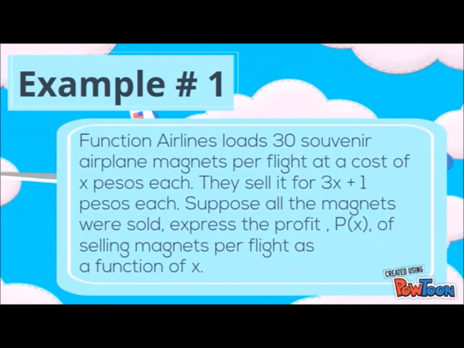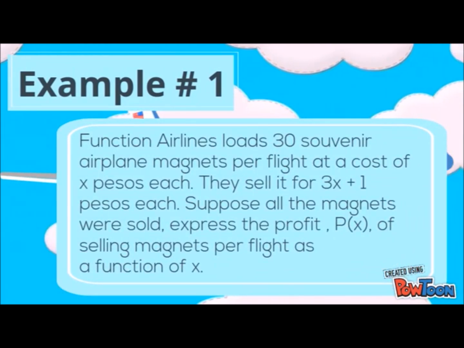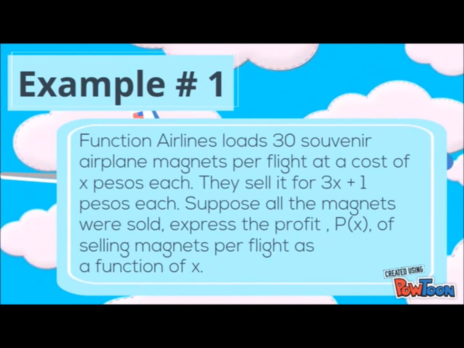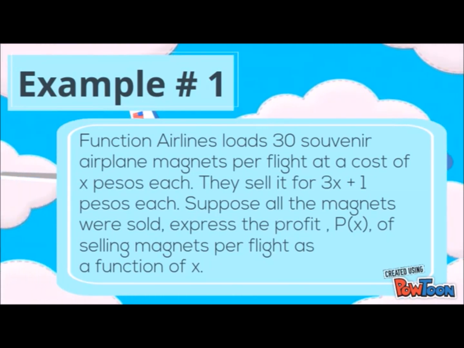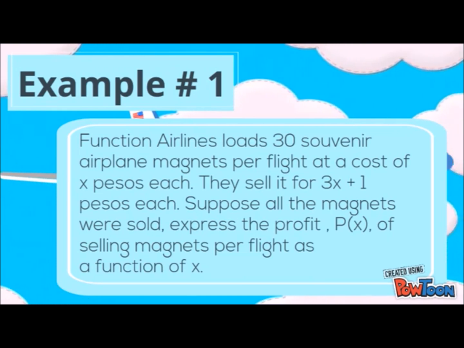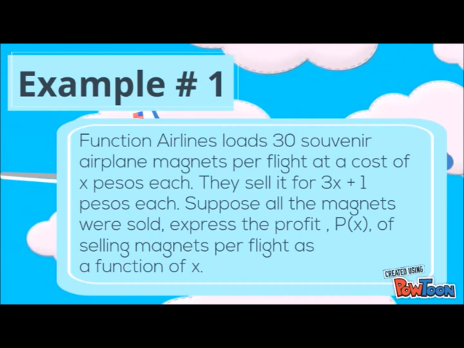Example number 1. Function Airlines loads 30 souvenir airplane magnets per flight at a cost of x pesos each. They sell it for 3x plus 1 pesos each. Suppose all the magnets were sold. Express the profit P(x) of selling magnets per flight as a function of x.